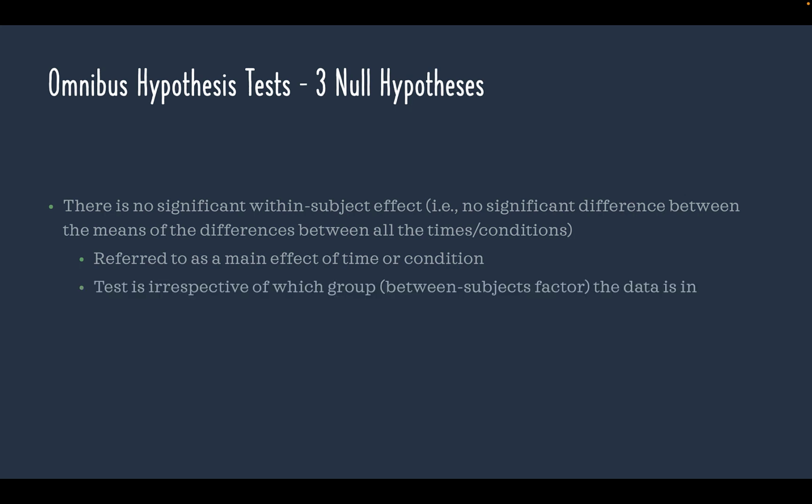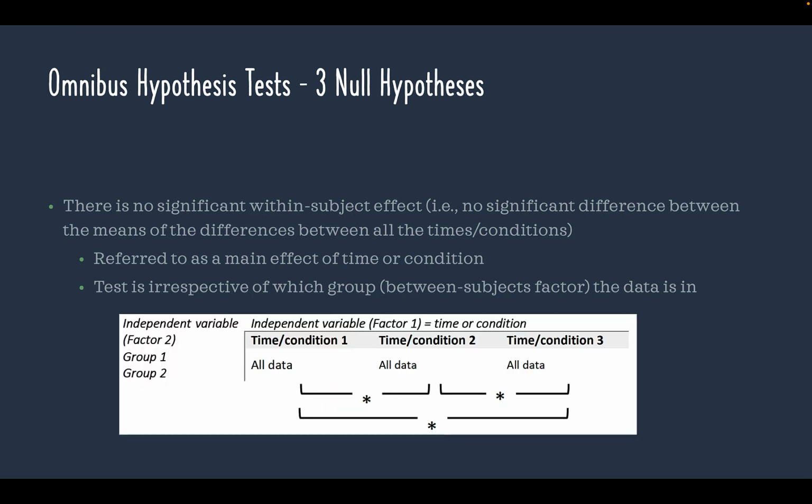And the test is irrespective of which group, meaning the between subjects factor, the data is in. So this is just a main effect of time or condition. In this omnibus test, we've got 3 times or conditions, and irrespective of the group, this omnibus test is going to tell us if at least one of these comparisons is different, so if the average between one of these time or condition comparisons is different.